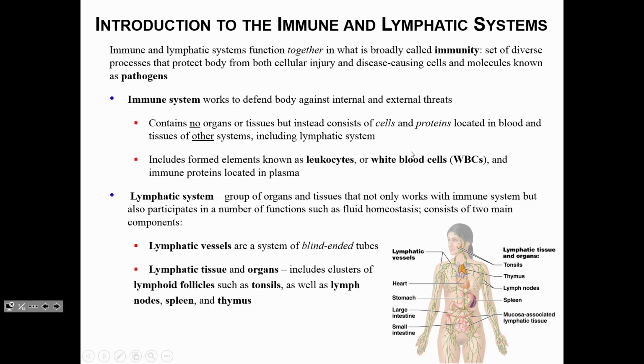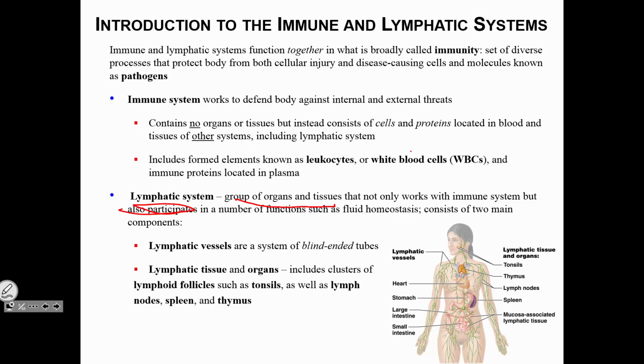They're located in the blood and other tissues in different systems, especially the lymphatic system, and that's where these two things come together. They also have formed elements, and we've already learned about the leukocytes, which are your white blood cells, as well as some proteins in the blood plasma, which do serve an immune function. Now, your lymphatic system is a true body system. It is made of organs and tissues that not only work with the immune system, but they also have some other functions, like fluid homeostasis.